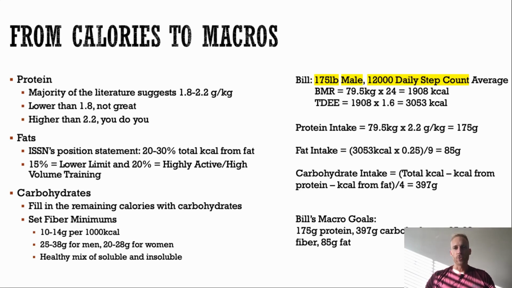So two ways that you can really go about this. You can do 10 to 14 grams per 1,000 calories. For 2,000 calories, the average according to the USDA, that would mean 20 to 28 grams of fiber. Or you can go with the male-female approach: 25 to 38 grams for men, 20 to 28 grams for women.